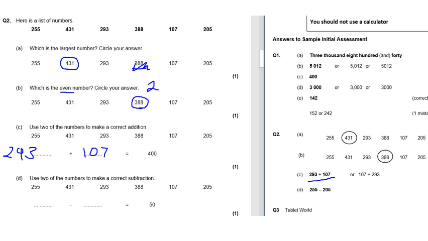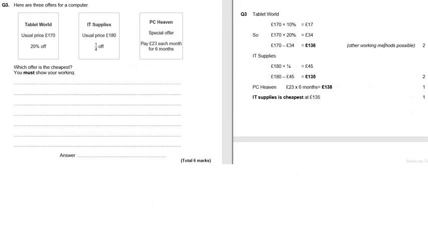And then which 2 numbers take away? There you got the 225 minus the 200 makes the 50 that you needed. Okay, we like this type of question.